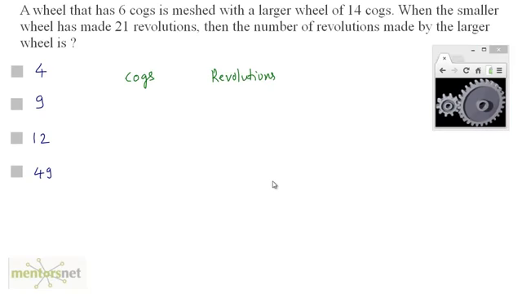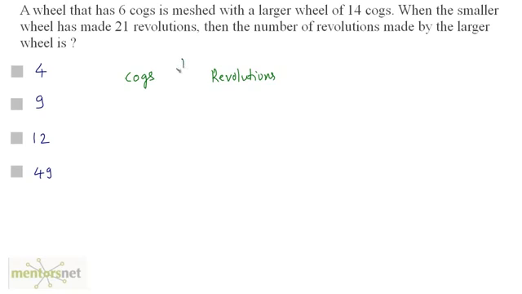Well, we have been given the number of cogs and the number of revolutions. And let me tell you that when you increase the number of cogs, that is, when you increase the number of teeth on the wheel, the number of revolutions decrease. More the number of cogs, less the number of revolutions. So the number of cogs is inversely proportional to the number of revolutions. Now that we have the relation, let's put in the data.